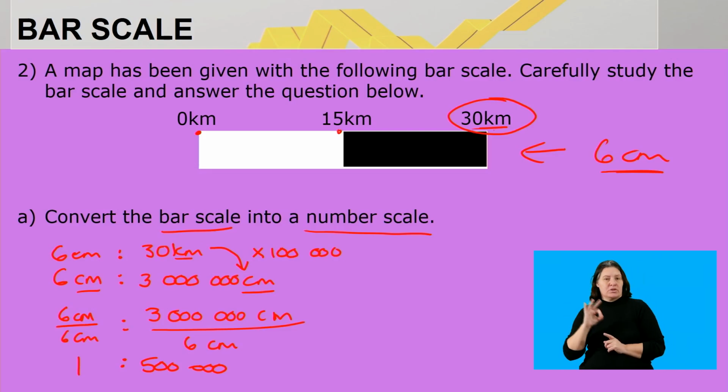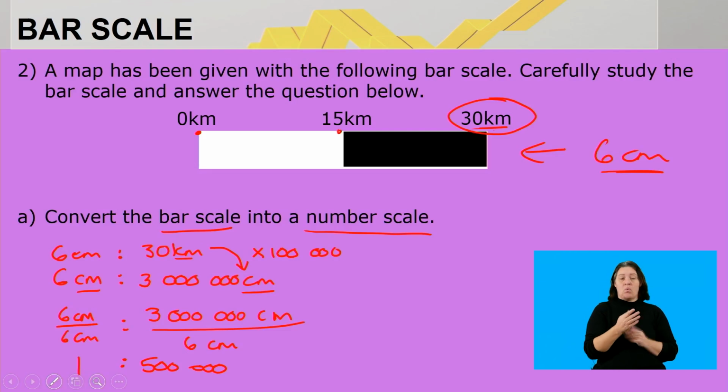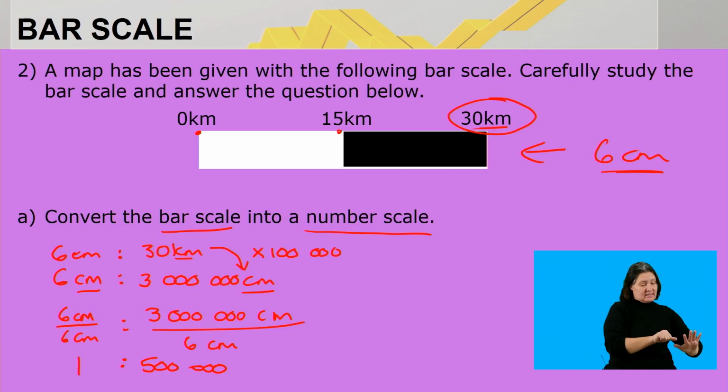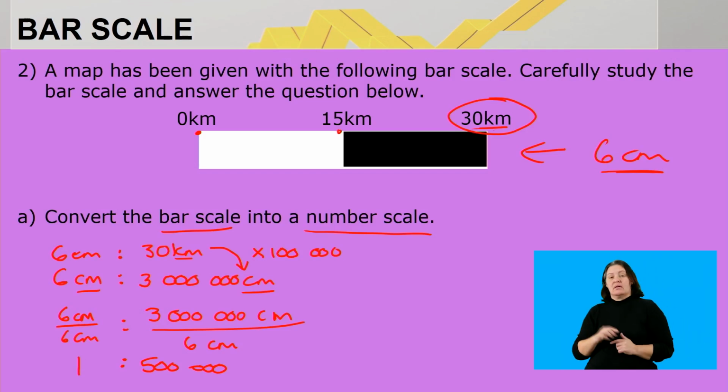Thereafter, I must make sure that I get to 1 to express it as a unit. So whatever I have on the left-hand side, I divide it by itself. So 6 divided by 6 equals 1. Then what I did on the left-hand side, I also did on my right-hand side by saying 3 million divided by 6. And that gave me 500,000. And remember, last thing, when you express your number scale, no units.